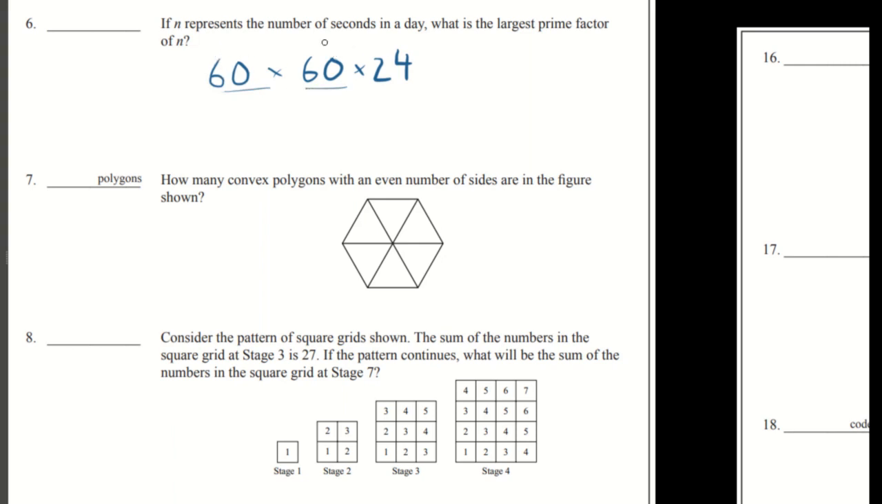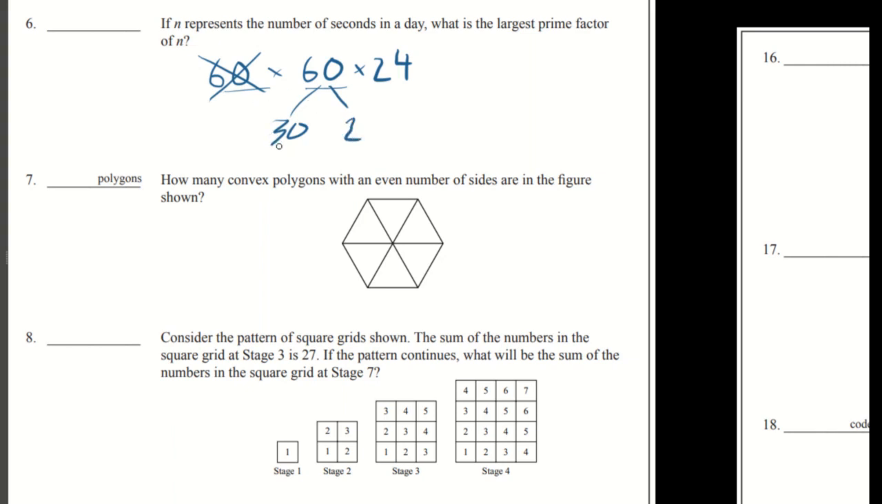Because if the largest factor is in there, it's going to be in there. So let's just do one of them, because all we care about is the largest prime factor of n. We don't even care what n is. So how do we get the prime factorization of 60? We could do 30 times 2. Okay.